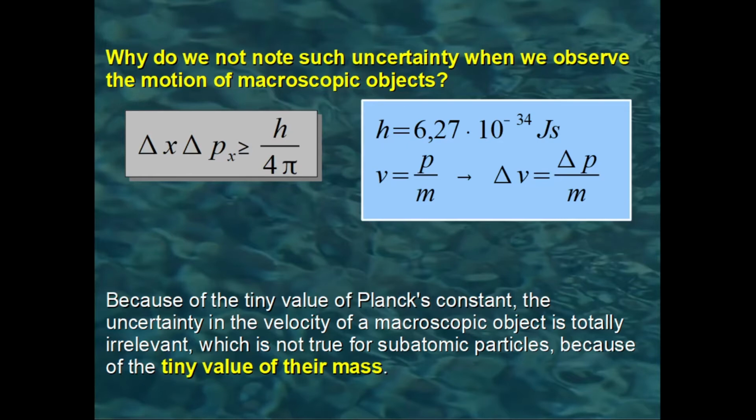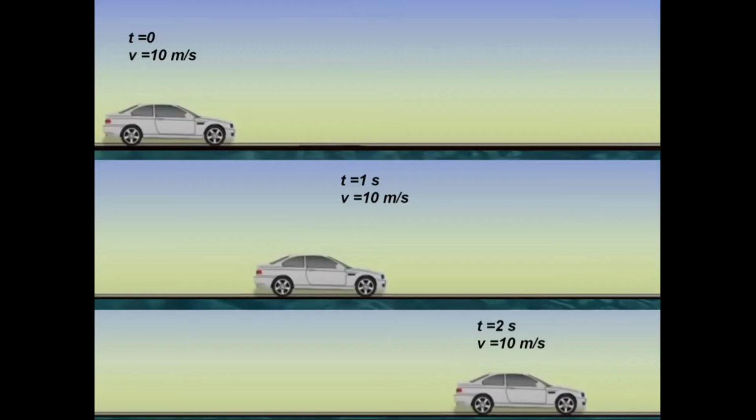You may wonder why, in the case of macroscopic objects, only well-determined trajectories are observed and no uncertainty principle is applied. The answer is that the very small value of Planck constant means that the uncertainty in speed is completely irrelevant when the mass has the typical values of macroscopic objects. On the contrary, the uncertainty in speed is relevant for subatomic particles because of the tiny value of their mass. Let's try to better understand how the uncertainty in velocity leads to uncertainty in the position, and therefore to the loss of the very concept of trajectory.